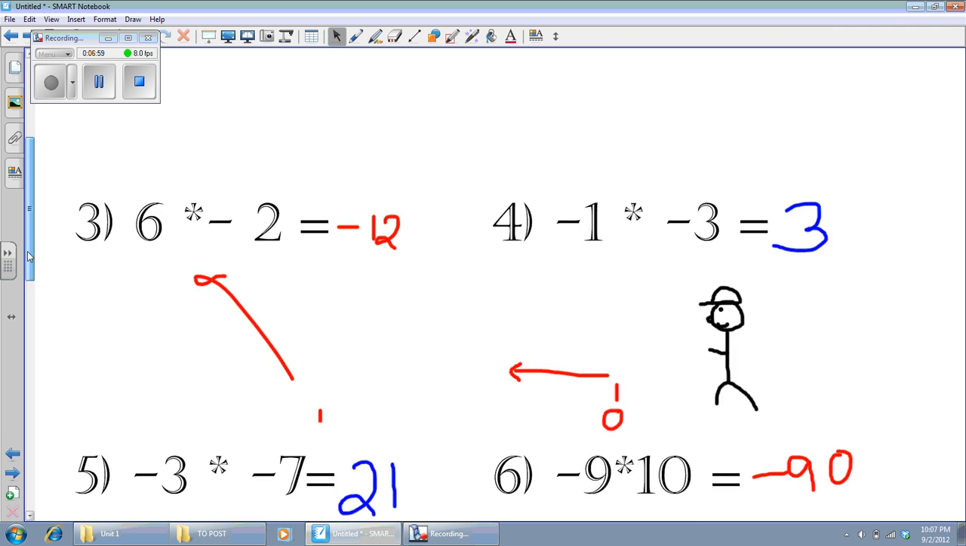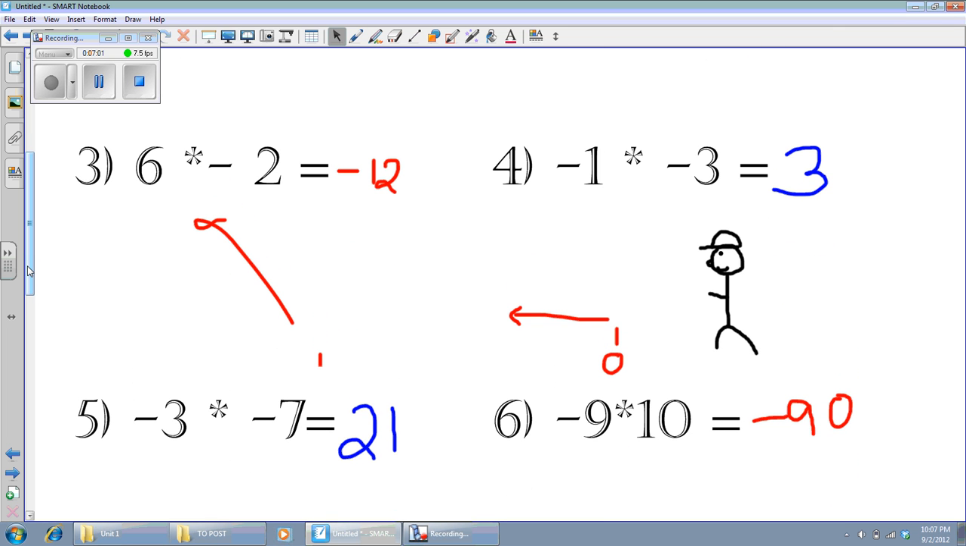You try it on number 3. Hopefully you read 6 times negative 2. You got 1 negative. Odd number, negative answer. Number 4, negative 1 times negative 3. You say the word negative twice. That's an even number. That's going to be a positive answer. And notice we got a positive 3. I call it the count the negative rule.